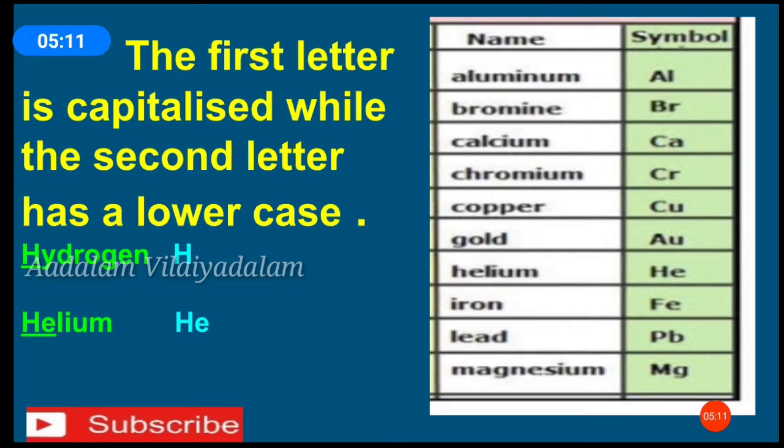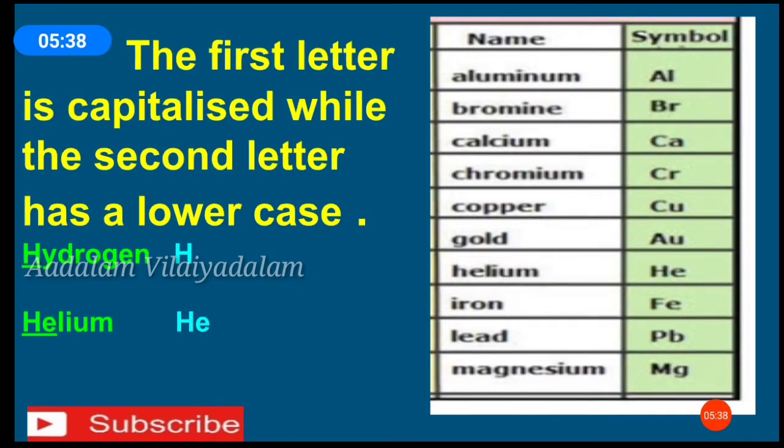When there is more than one element that begins with the same letter, symbols of some elements take two letters. For example, the names of both hydrogen and helium begin with the same letter H. So, hydrogen is represented by the symbol H and helium is represented by two letters, He. In these two letters, the first letter is capitalized while the second letter is a small letter.